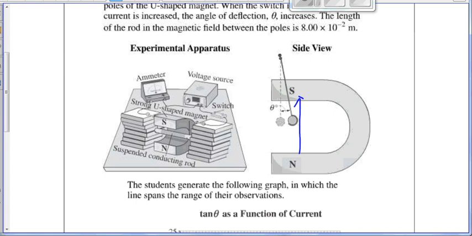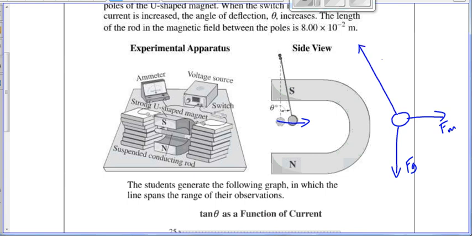And that magnetic force on the wire is this way. Let me just draw it over here. There's a magnetic force on the wire that's this way, but there's a gravitational force on the wire that's this way. And there's a tension on the wire that's this way. Right? Here's the tension up there. So there's my three forces. I've just drawn it a little bit differently there.